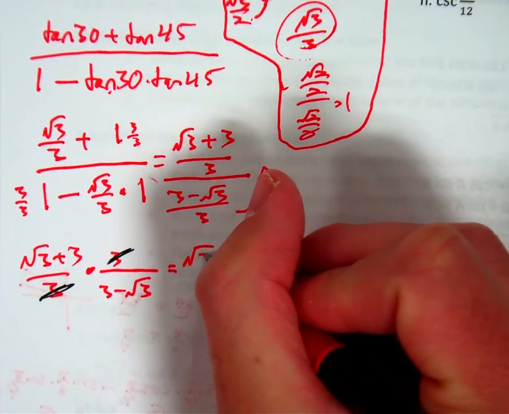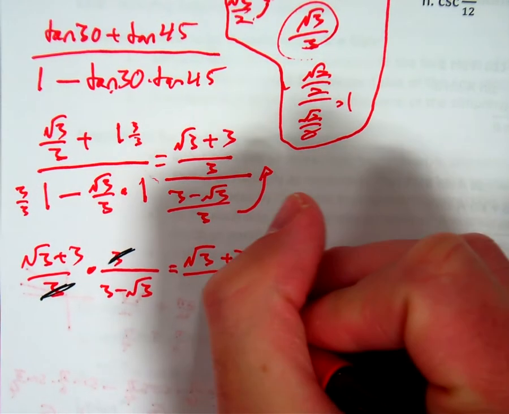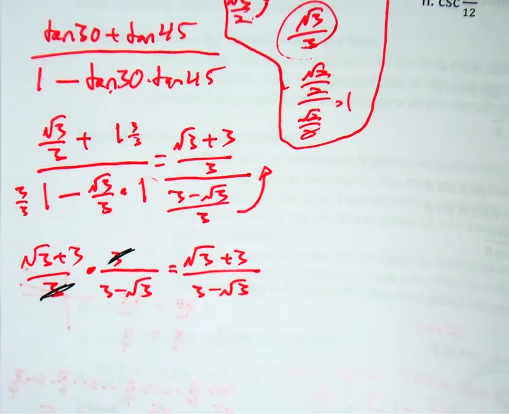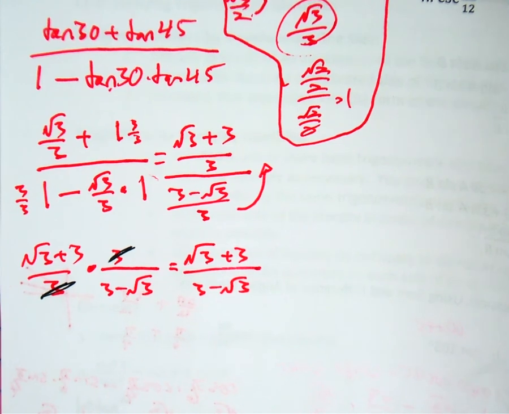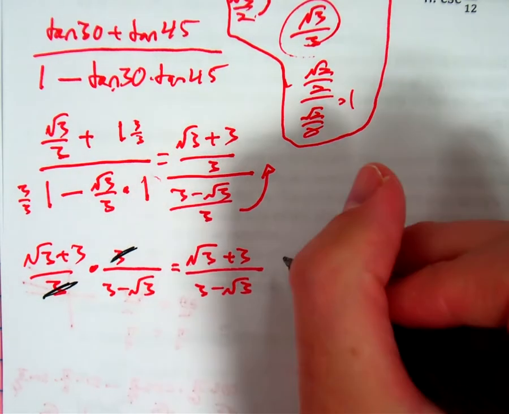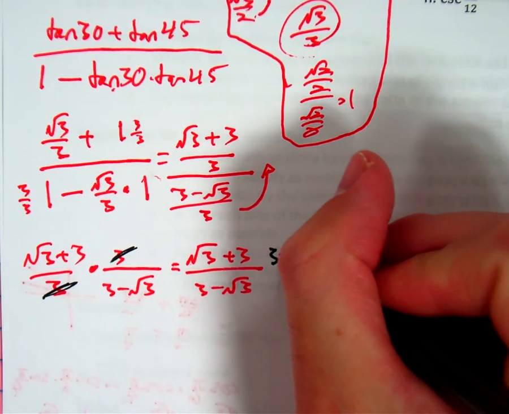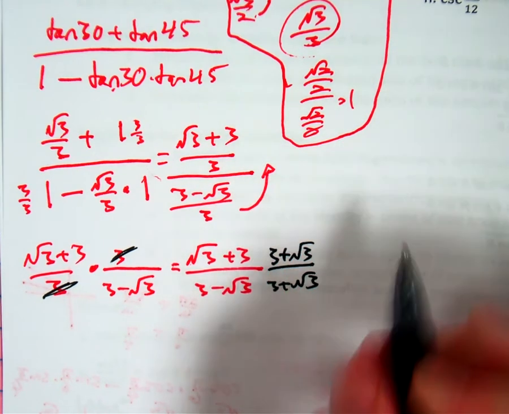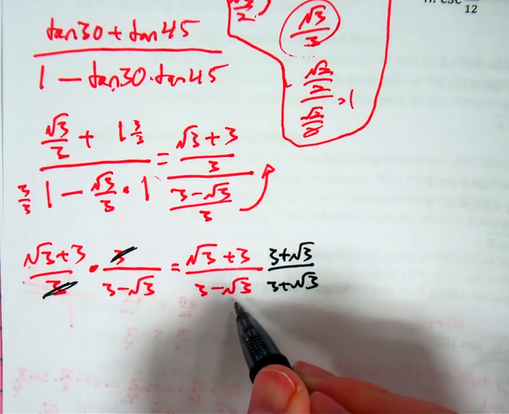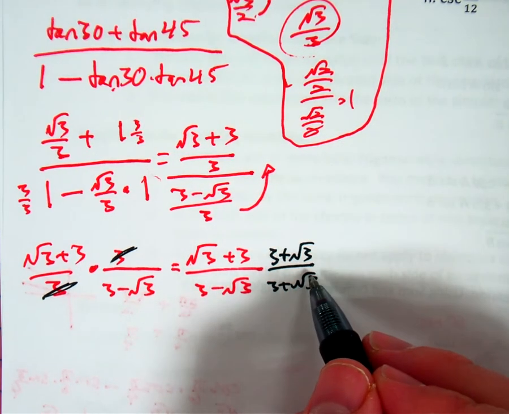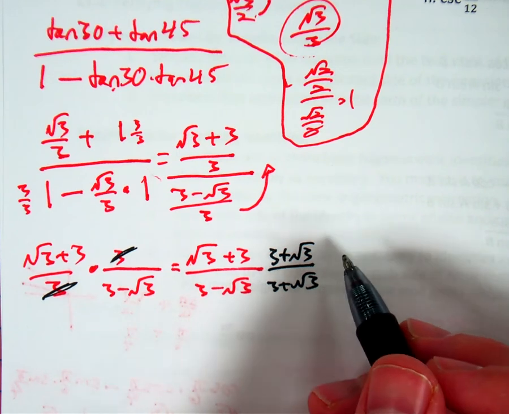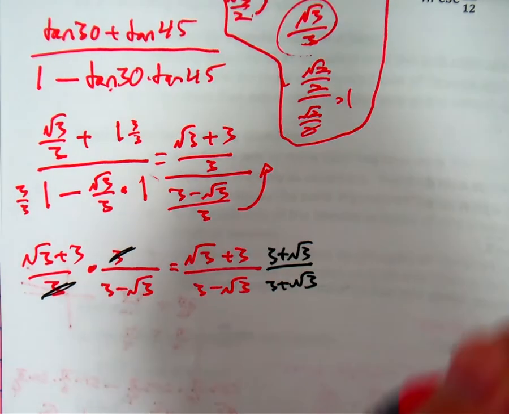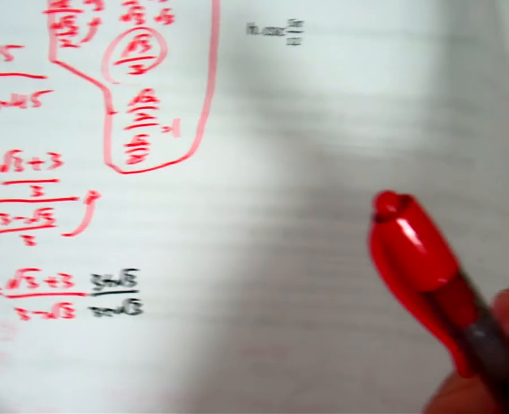So now we have radical 3 plus 3 over 3 minus radical 3. Don't want to stop at that radical on the bottom, so we're going to multiply by the conjugate. 3 plus radical 3. 3 plus radical 3. And that's going to make this work out nice. The top's going to be a little messy, but that's okay. Let's see what we can get here.